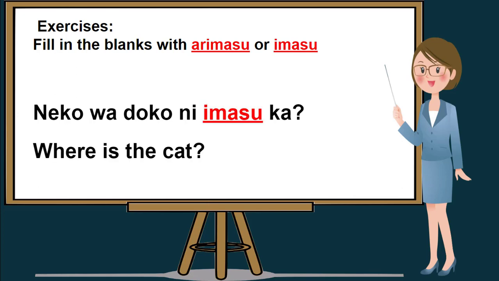Very good. Neko in English means cat. So we will be using imas. Neko wa doko ni imasu ka? In English, it means where is the cat? Let's try to read this once again. Neko wa doko ni imasu ka? In English, where is the cat?